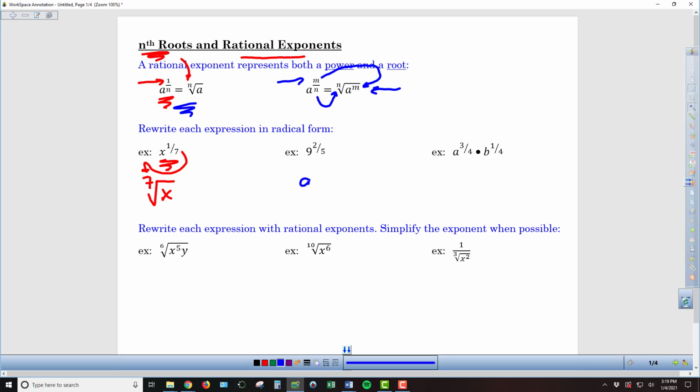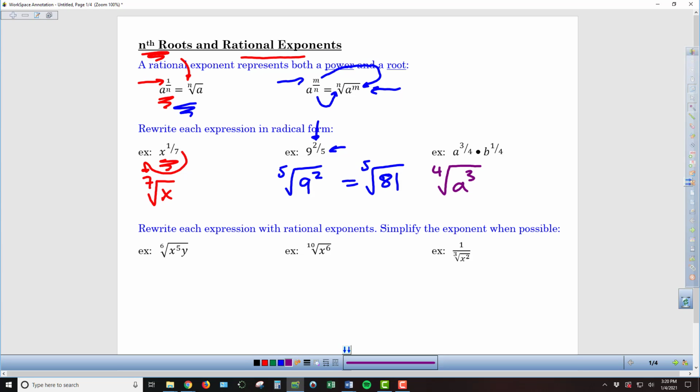So here I've got 9 underneath the root symbol. It's going to be squared because the numerator has a 2 in it, and then it's going to be under a 5th root symbol because the denominator of the exponent has a 5 in it. And so then we can go ahead and multiply out that 9 squared, so we get the 5th root of 81. For this last example, we have a to the 3/4. So again, the numerator becomes the exponent on the base, so a cubed, and then the denominator becomes the root. So it's going to be a cubed, and then underneath a 4th root.